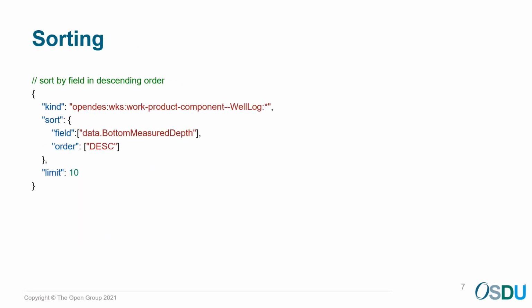The search allows multiple level sorting on a list of fields. It does not validate if the field exists or has a comparable or supported type. Most of the fields can be used for sorting. You just need to be careful to validate that fields are comparable and supported for sorting. In this query, we search for the 10 deepest well logs and sort them according to the bottom measured depth.